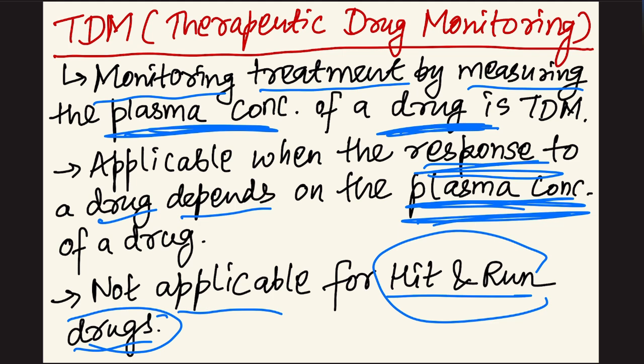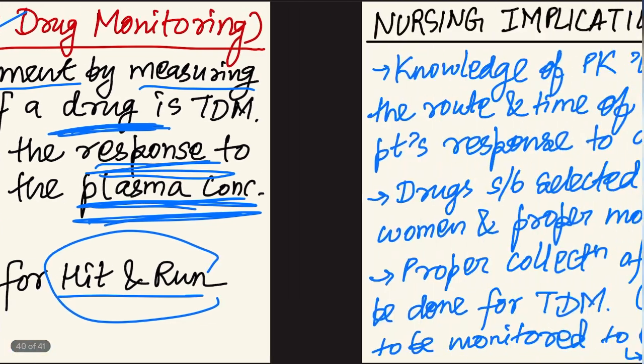For example, in case of antipsychotic drugs, where we are not able to measure the response, there we are going to do therapeutic drug monitoring. And in the drugs where we can easily measure the response, like antihypertensives, we can measure the response by measuring the blood pressure. In case of oral hypoglycemic agents, we can easily measure the response by checking the blood glucose. In that case, there is no use of doing therapeutic drug monitoring. So this is about therapeutic drug monitoring.